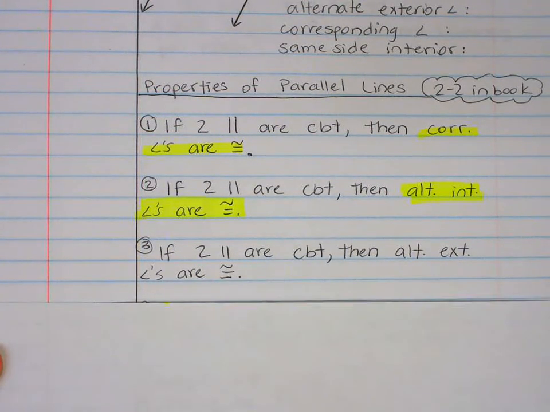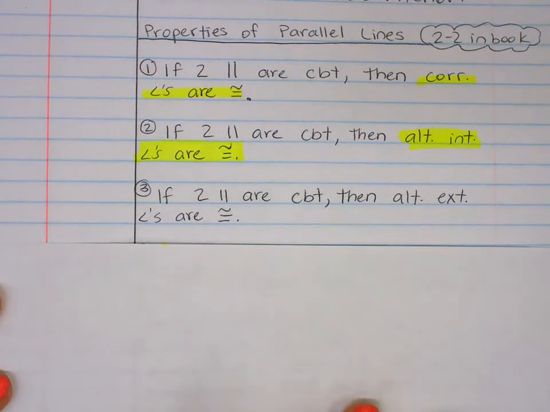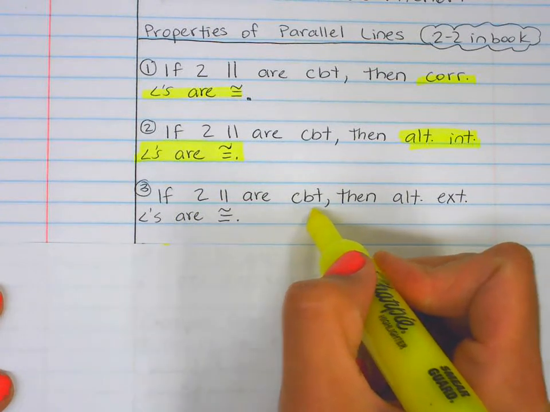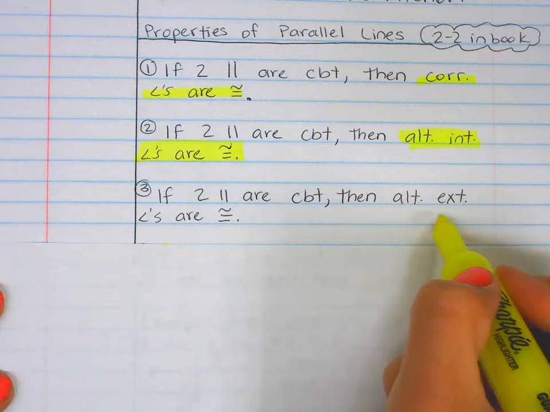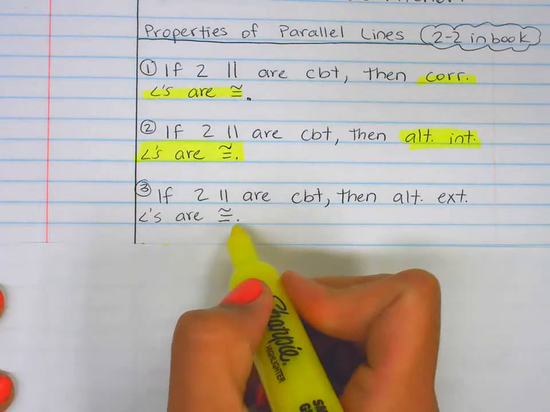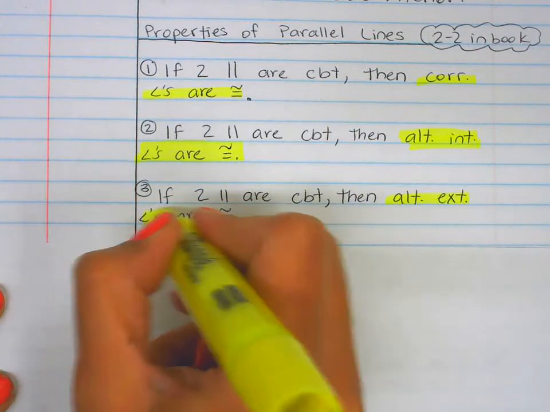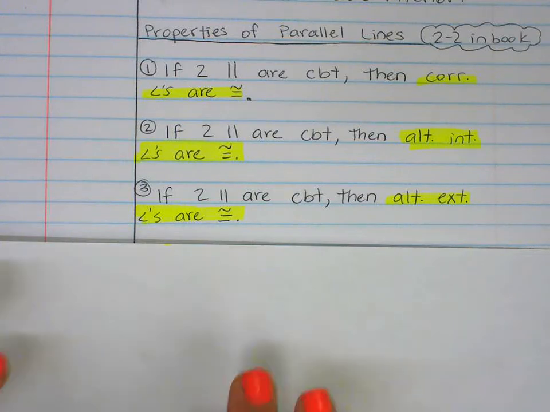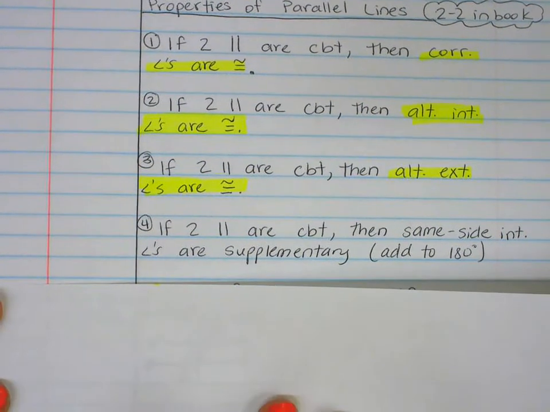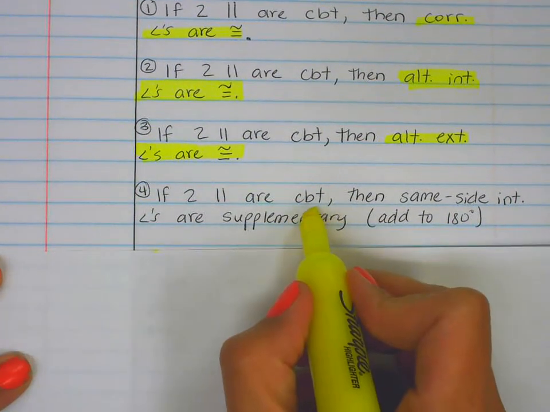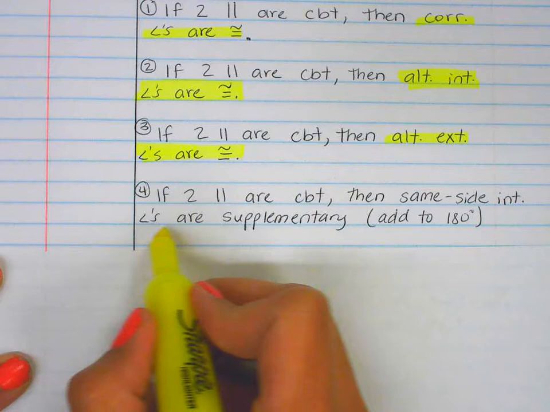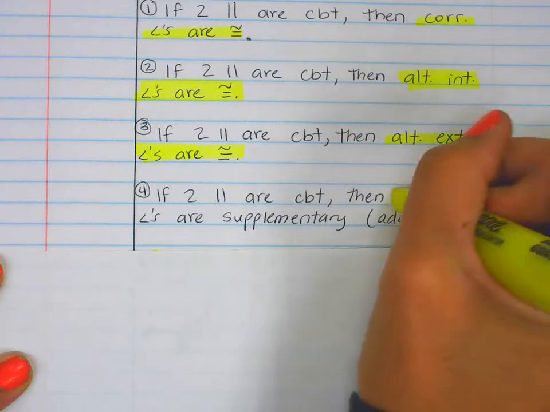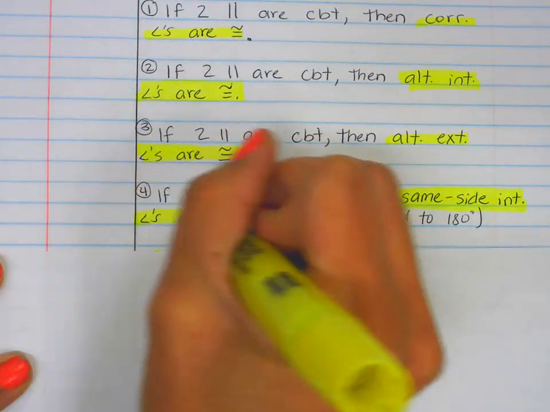Here's another one. Make sure you copy this correctly. So again, this is how you would say it. If two parallel lines are cut by transversal, then alternate exterior angles are congruent. All right, and then here's the fourth one. If two parallel lines are cut by transversal, then same side interior angles are supplementary. Remember, supplementary means that they add up to 180. Same side interior angles are supplementary.